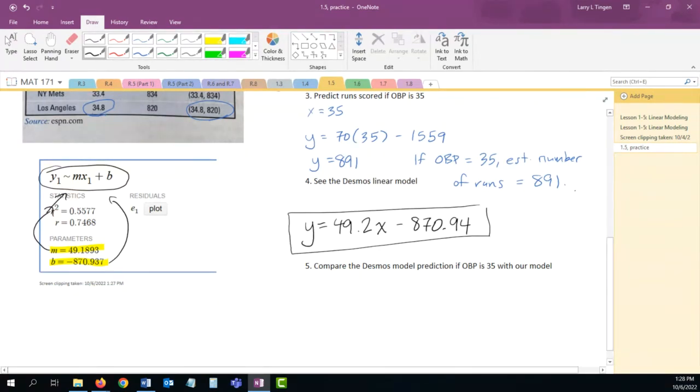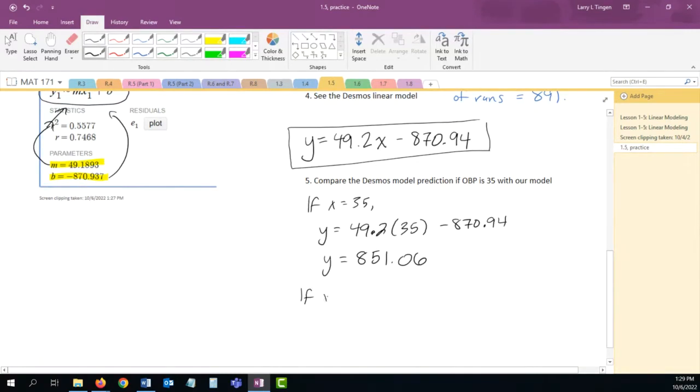So let's compare our model, where we had 891 runs, to this model. If x is 35, y is equal to... massive difference, right? In both values. The slope is much more shallow, and the y-intercept is larger. Instead of being negative 1,559, it's just negative 870. Plug all that in, 49.2 times 35 minus 870.94, and we find y is 851.06.